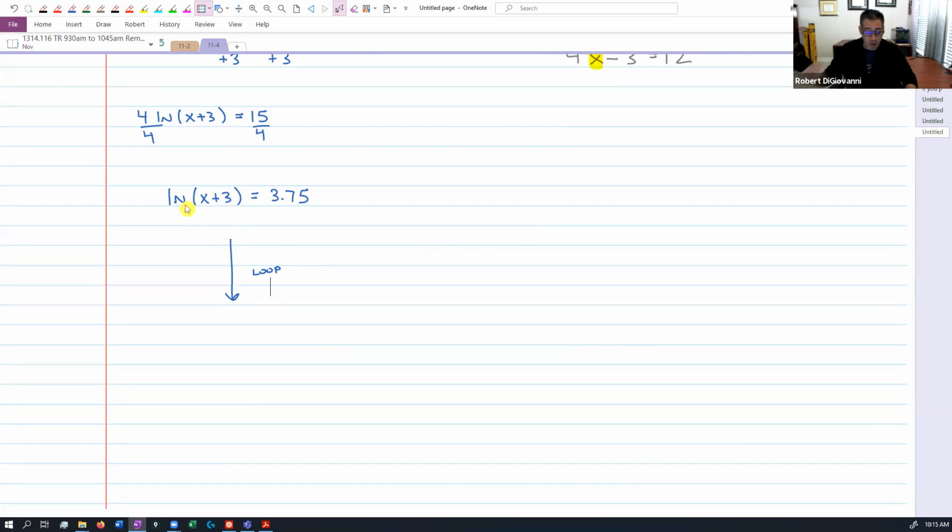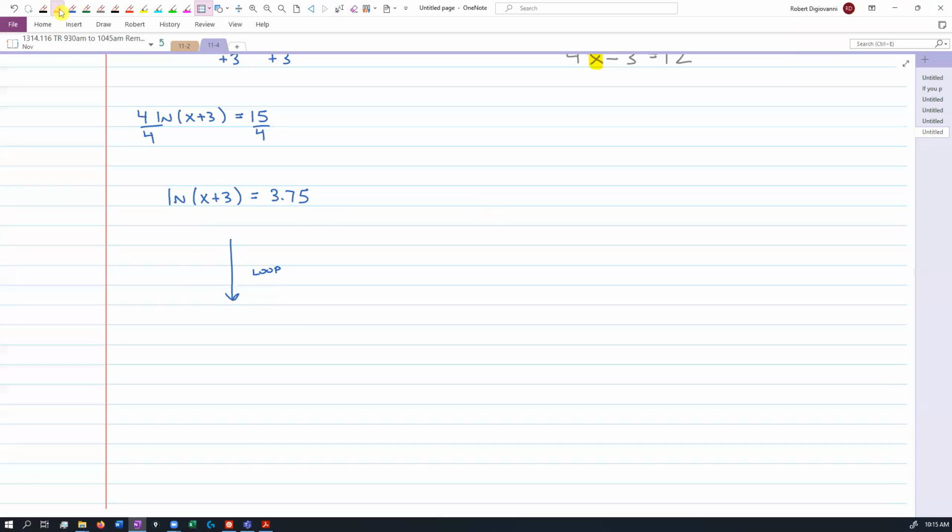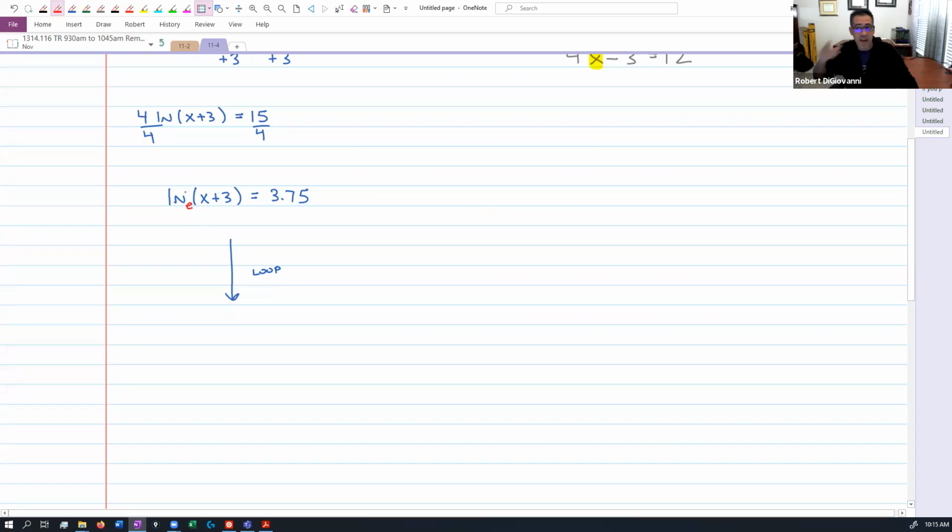Do you all remember what the base of the natural log is? This went back to that whole typewriter thing. Remember I told you, like typewriters, we didn't want to put that base there each time, so we just agreed we'd write it a different way. So what is the actual base of the natural log function? E. It's E. So just imagine that there's an E here, okay? And then do the loop. Good. E to the 3.75 equals x plus 3.